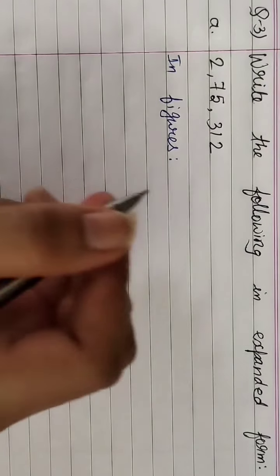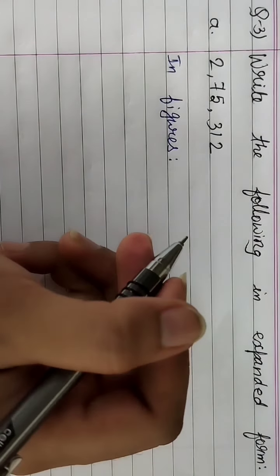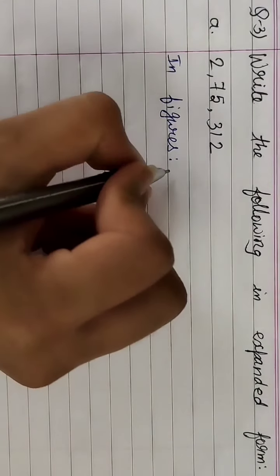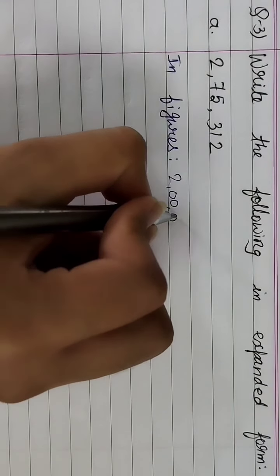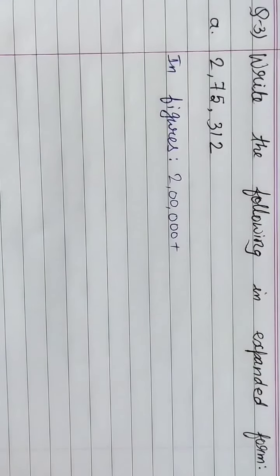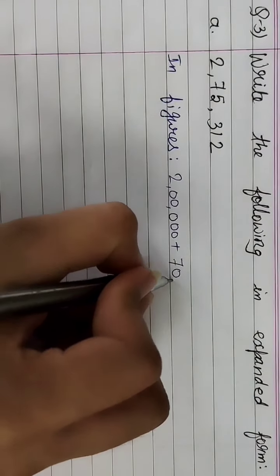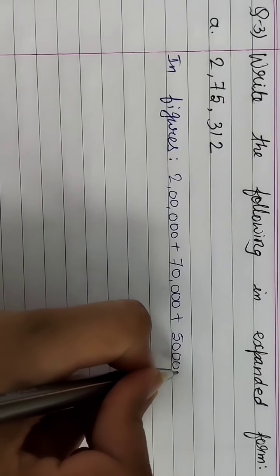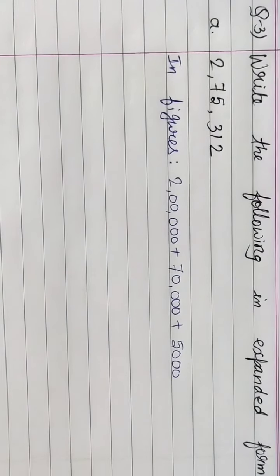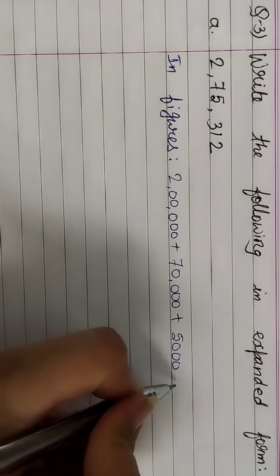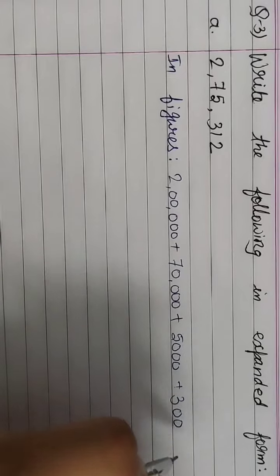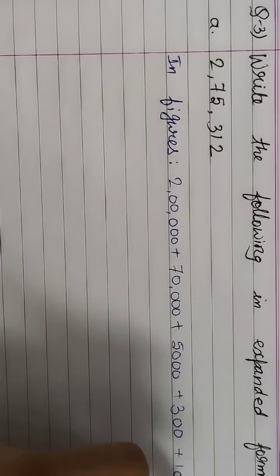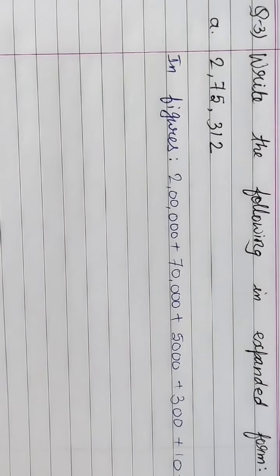Okay, so students, what is the place value of 2? 2 lakh. As we read the number, we have to expand it. So 2 lakh plus 75,000, that is 70,000 plus 5,000 plus 300 plus 10 plus 2. Understood?